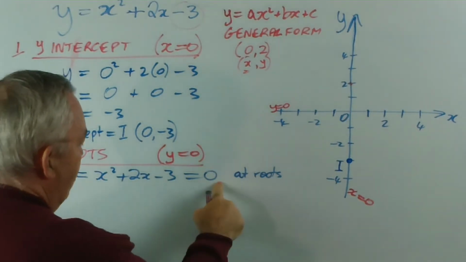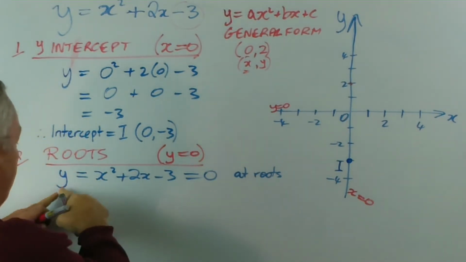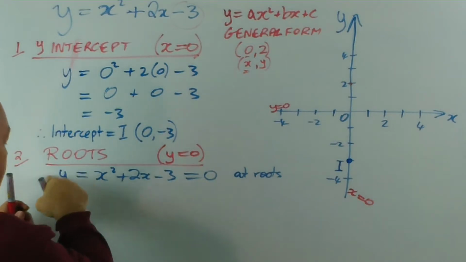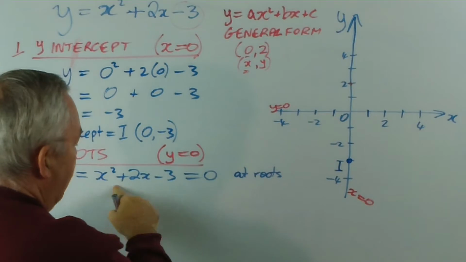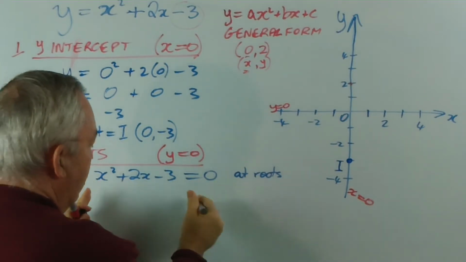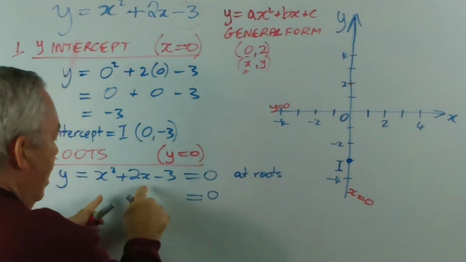And then I solve this equation. Now I put equals 0 because y equals 0, I could have substituted 0 here. I find it easier over here because I like to have my x values on the left hand side of the equal sign. How do we solve this?